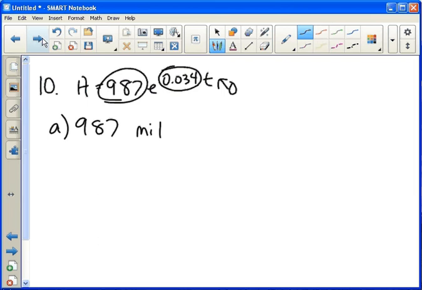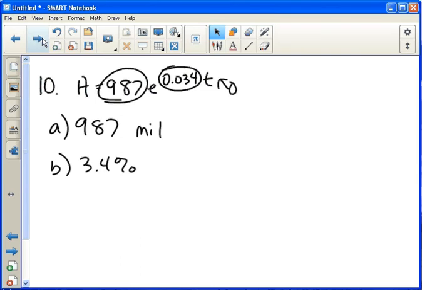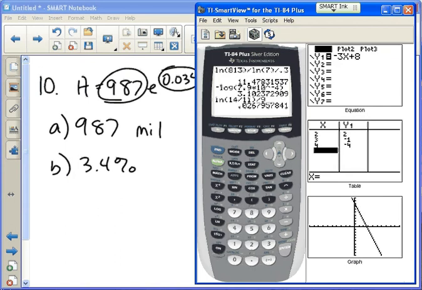C, what was the population of China in 2004 to the nearest person? Well, 2004 is 20 years after 1984, so just plug that in, 987 times e to the 0.034 times 20 years. Sorry, I hit a wrong key somewhere. Let's start over. 987, second e, raised to the 0.034 times 20 years. There we go. So it's going to be approximately 1,948.21 million. So that's 1.9 billion.